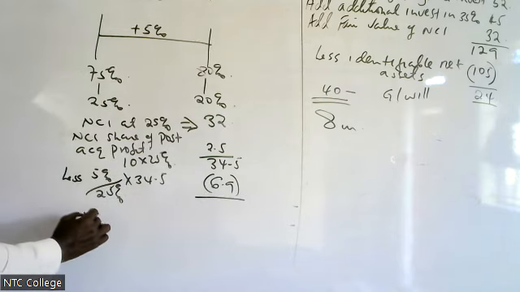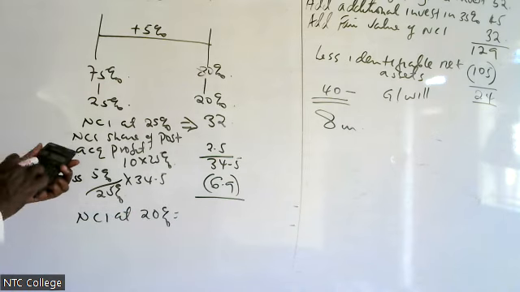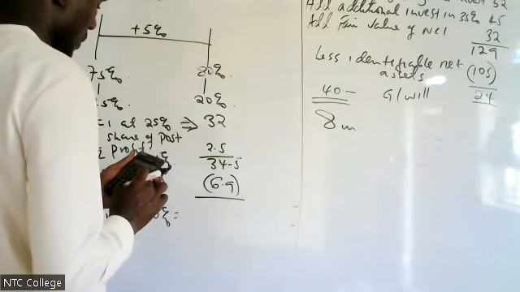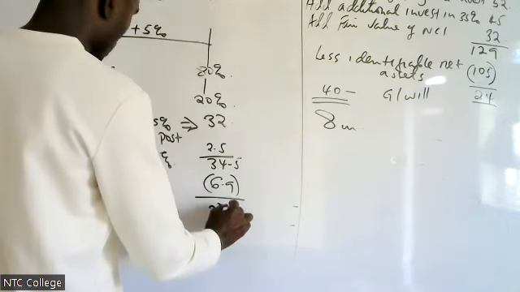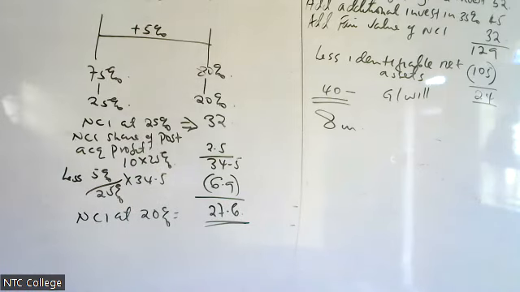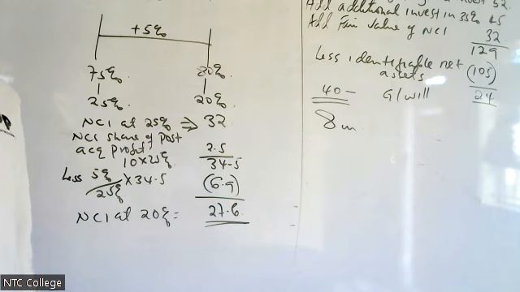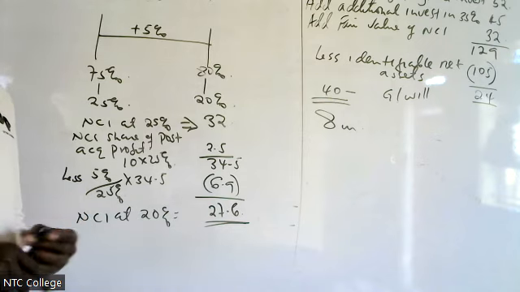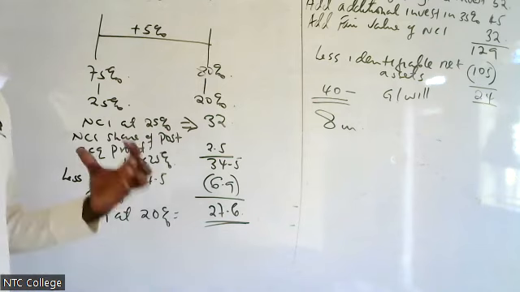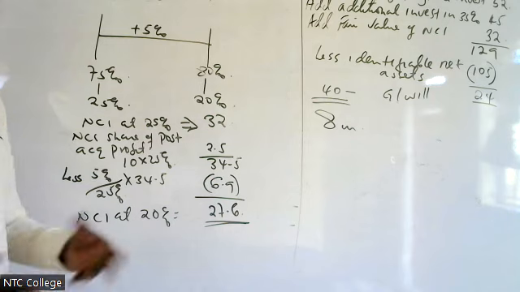Therefore, my NCI at 20% will be 27.6. That is the NCI at the end. This is the NCI I'm going to take to the balance sheet because we reduced it. It was to be 34, but we sold 5% of our 25.